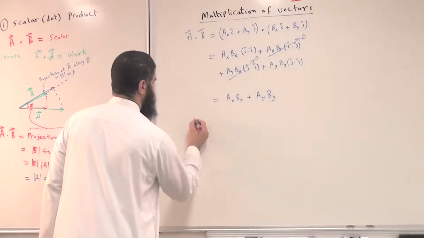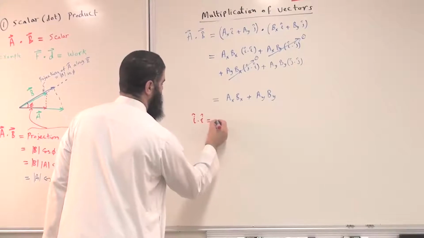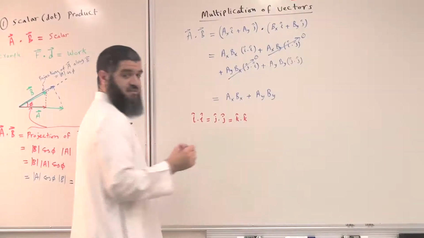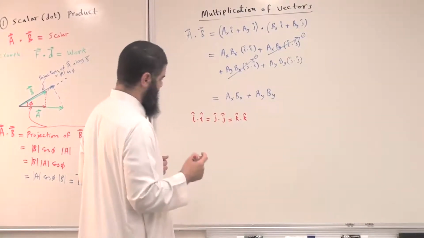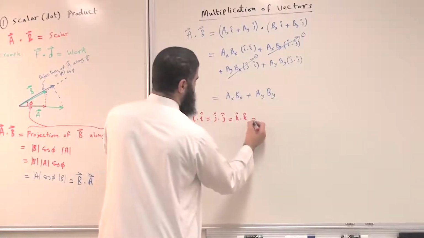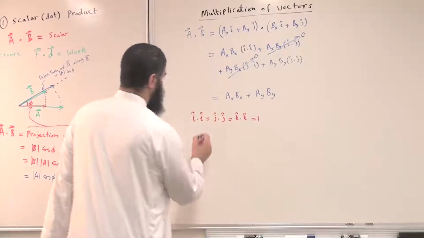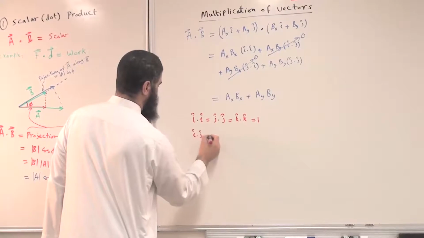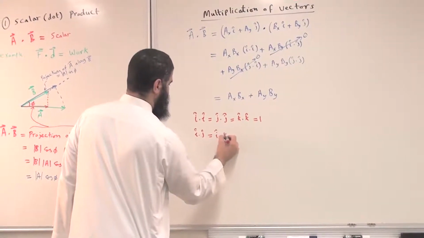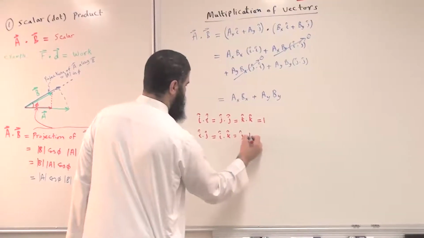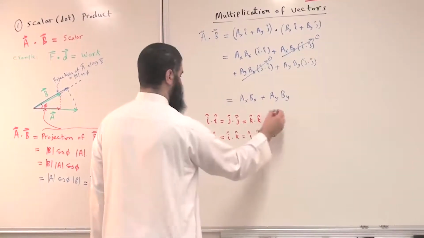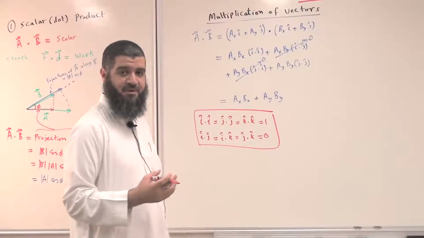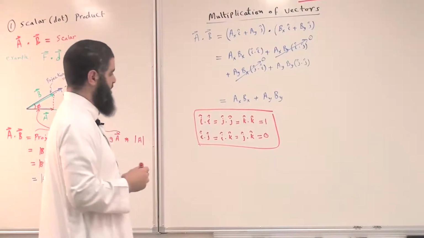i dot i equals j dot j equals k dot k. If you have a vector in three-dimensional space, all of these are equal to 1. Also, we summarize what we have seen here, that i dot j equals i dot k, the same as j dot k. All of this is equal to 0. So this is a very important rule to remember when you deal with scalar or dot product.